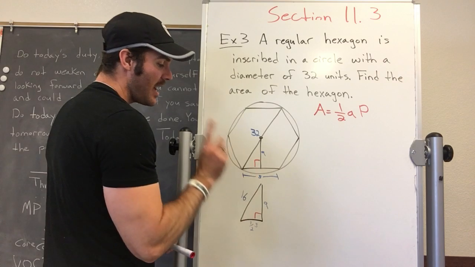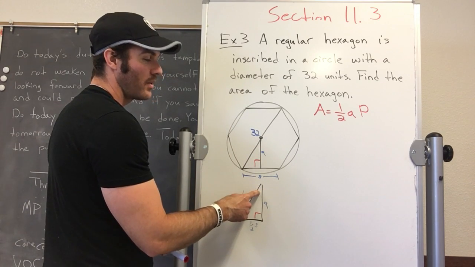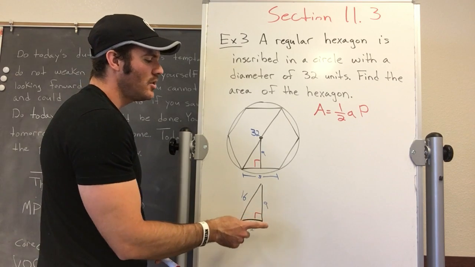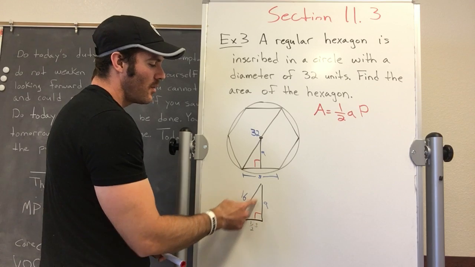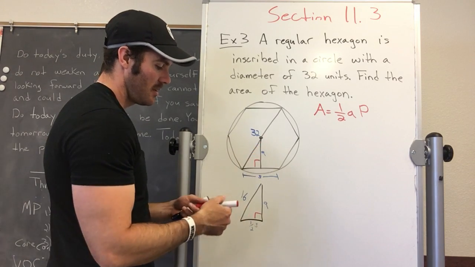We can, however, find this angle. Well, we're going to need to find this angle because we can't use the 90. If we're going to use SOHCAHTOA and we want to find this or this, we need one of these other angles. We can't find this one, but we can find this one.